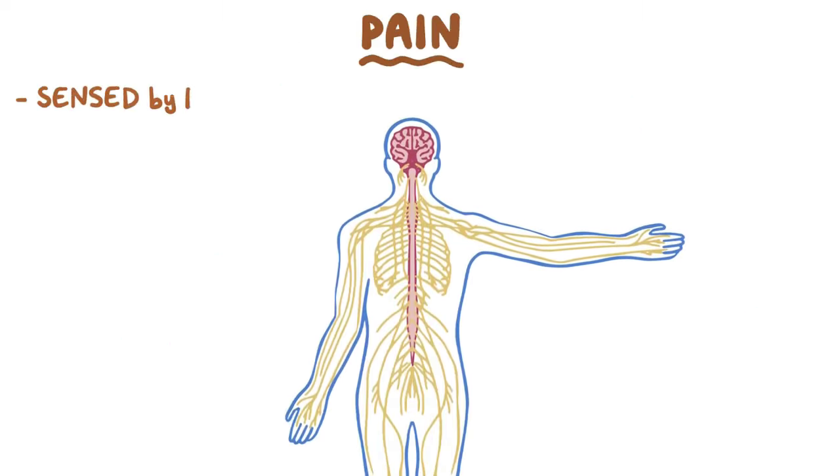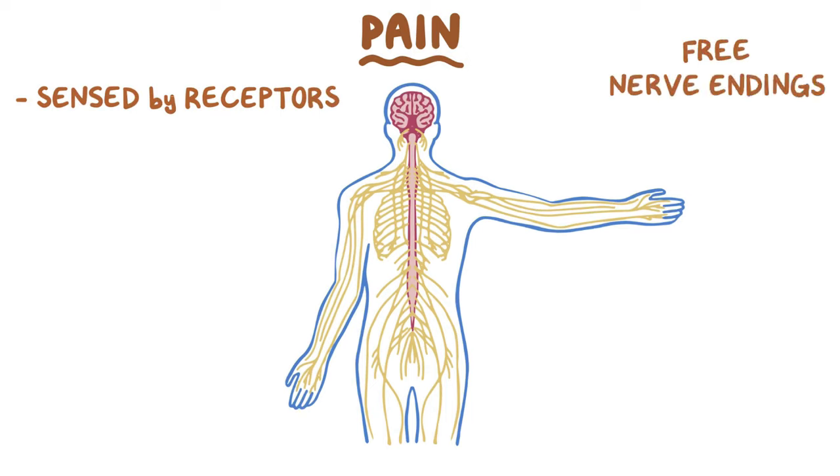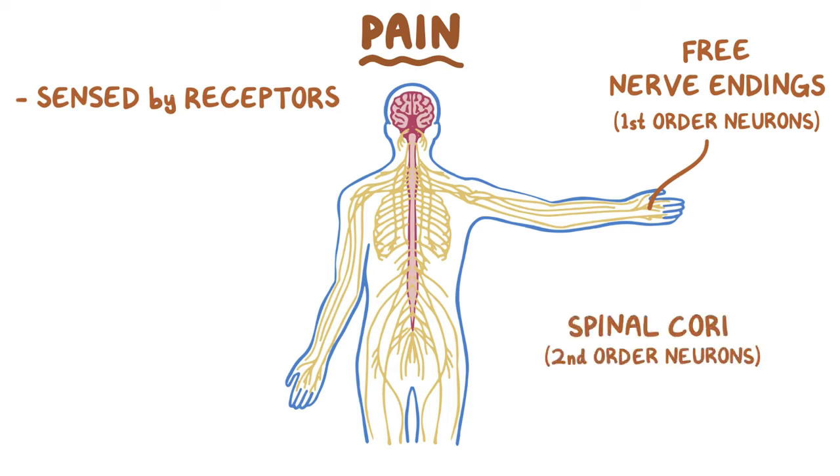Pain is sensed by receptors called free nerve endings, which are the first-order neurons in the pain pathway. These neurons send their axons to synapse with second-order neurons in the spinal cord, which carries the sensory information to the brain, and then you feel pain.